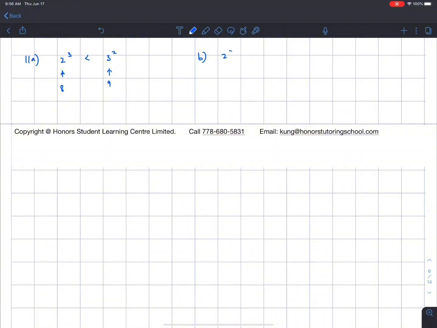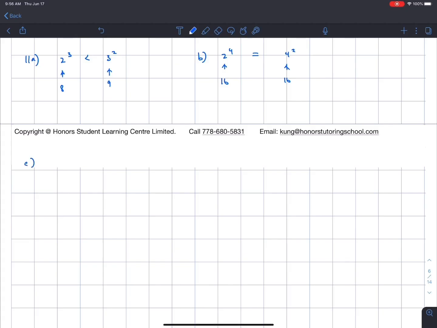B, 2 to the power 4 and 4 squared. So 2 to the power 4 will just be 2 multiplied by itself 4 times. If you actually do that, you're going to get 16, and 4 squared, 4 times 4 is also 16. So in this case, they are equal.